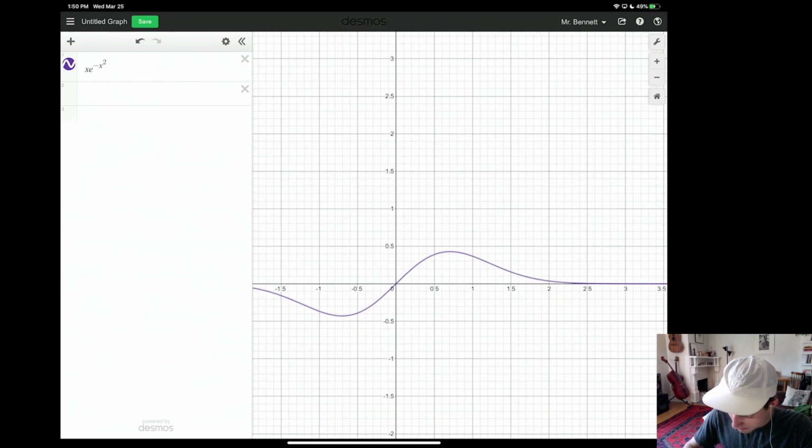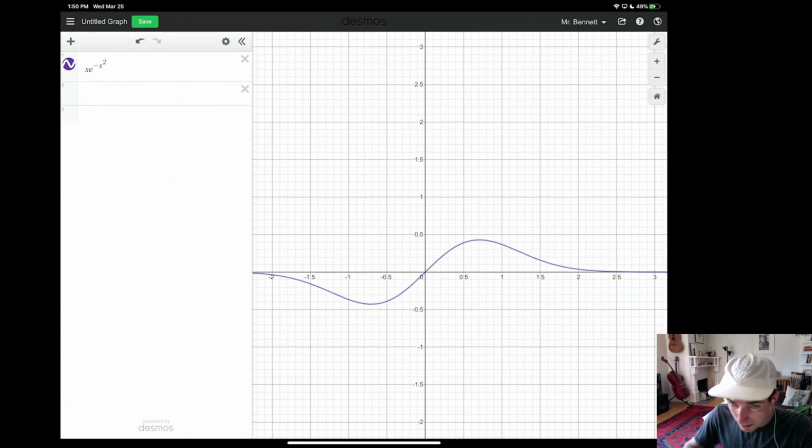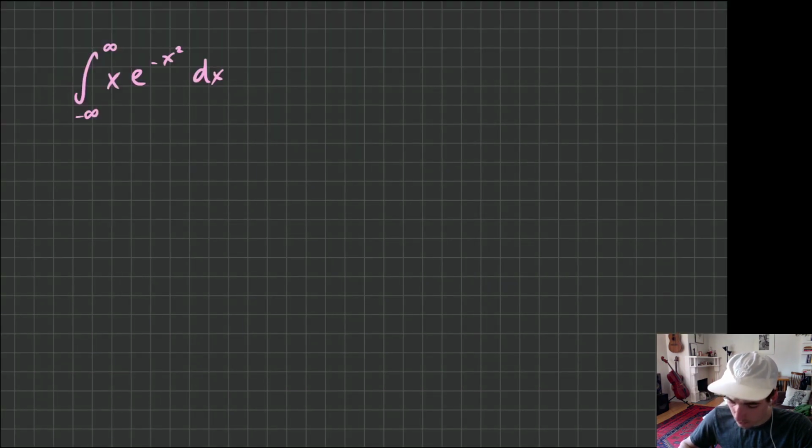A good place to split this integral up, and this is true of most improper integrals where the endpoints are positive and negative infinity, is to cut it right down the middle, at 0. So let's split this up into two integrals.